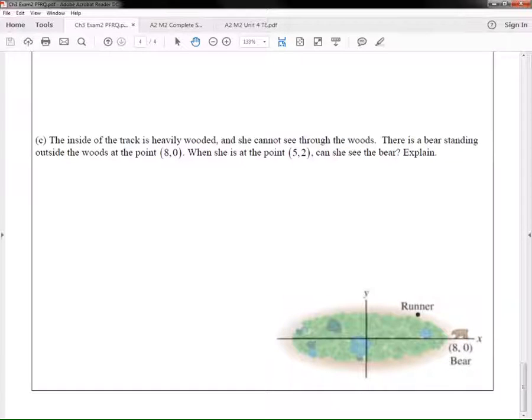Oh, this was my favorite part. I think this part is worth 4 points. Okay, so it says the inside of the track is heavily wooded and she cannot see through the woods. Oh, okay. There is a bear standing outside the woods at this point, (8, 0). Oh my goodness. When she is at the point (5, 2), which is right there, can she see the bear?